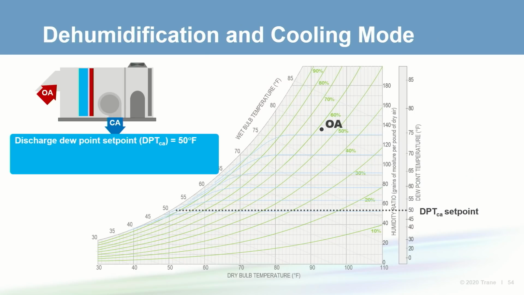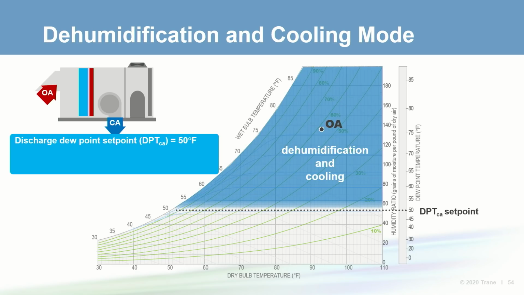In this example, the discharge dew point set point is 50 degrees. When the outdoor air dew point is higher than this set point, the unit will operate in dehumidification mode. In this mode, the outdoor air will be dehumidified to the desired dew point set point. For a package DX unit, this is usually achieved by controlling the temperature leaving the evaporator coil to 50 degrees for the example. Triggering this mode off outdoor air conditions rather than a space will prevent air with high water vapor content from being sent into the space.